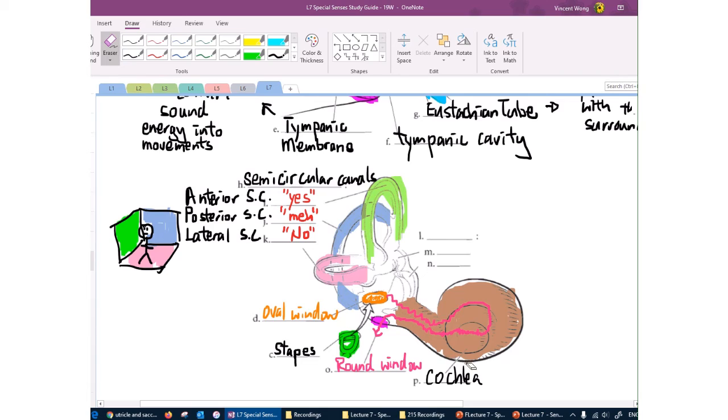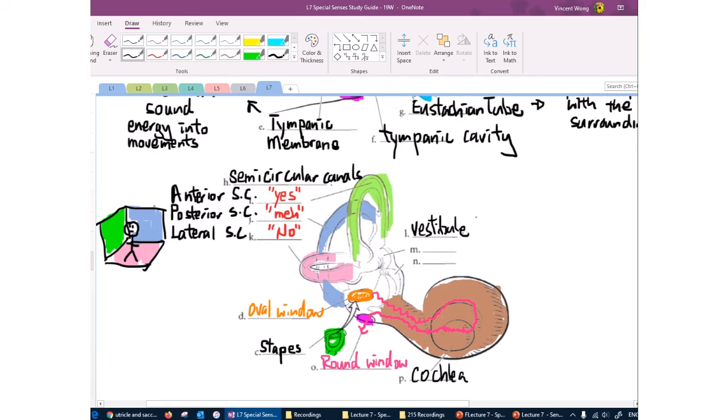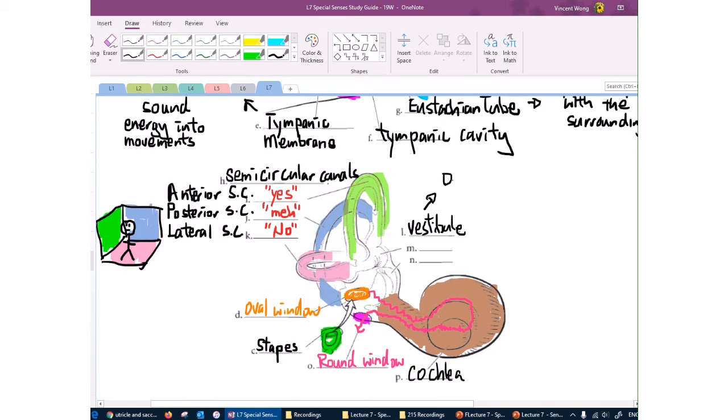Connecting the cochlea and the semicircular canal is this middle portion here. It's called the vestibule, and the vestibule is responsible for detecting acceleration. Okay, detects acceleration. So acceleration is anytime you are knocked out of equilibrium. So you might be speeding up, slowing down, you might be falling, and there are 2 structures here that would help you detect the acceleration.